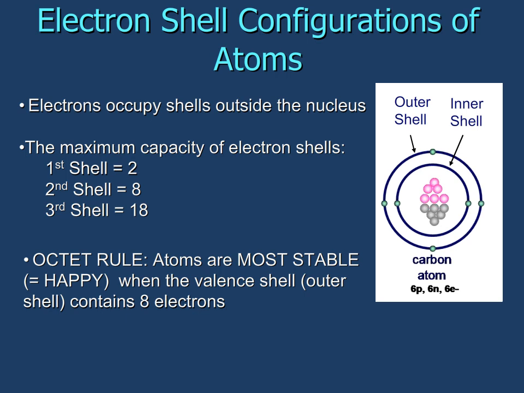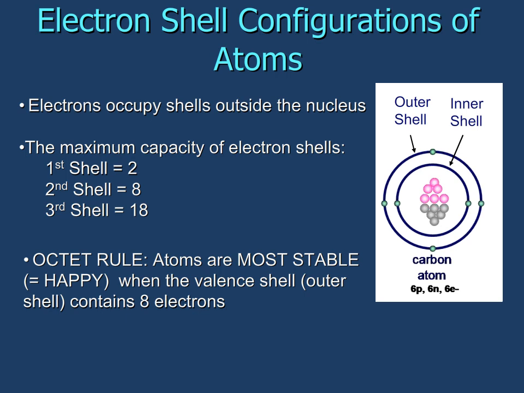We know that only 2 electrons can fit in the first shell, and that leaves 4 electrons for the outer shell. Now, because it doesn't have the octet, it doesn't have all 8 electrons, carbon is not happy. In this case, it's not stable either. And because it's not stable, it might form compounds or molecules.